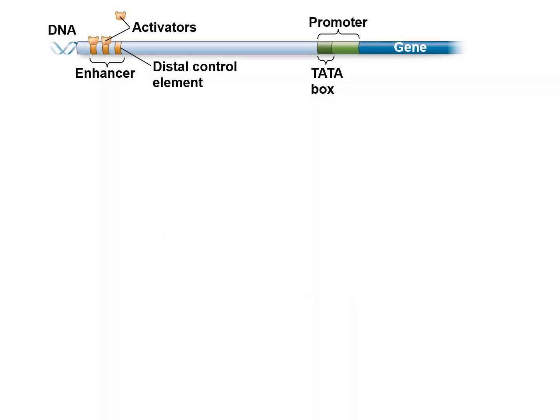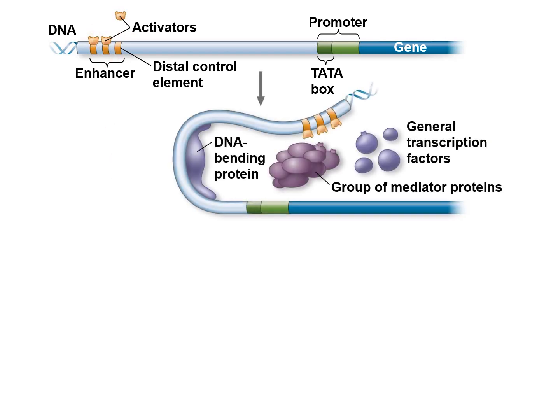So here's sort of a quasi animation. We have these activators binding the DNA enhancer sequences. We've got a DNA bending protein that may bring that enhancer around here, and we've got these transcription factors which will bind those activators, all facilitating RNA polymerase II transcribing this gene.